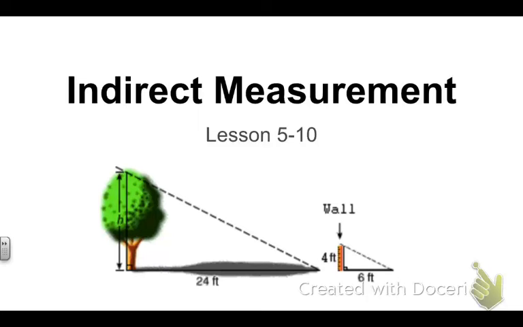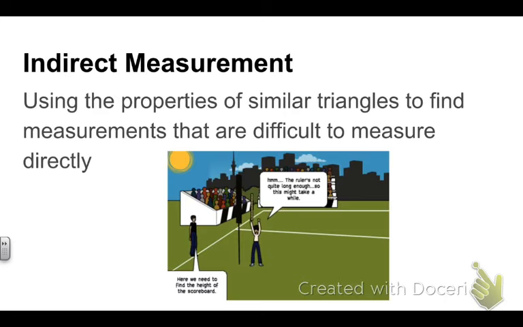Lesson 510 is on indirect measurement. That is when you use the properties of similar triangles to find measurements that are difficult to measure directly. What all that means is basically you're going to use similar triangles to measure things that are hard to measure because they are too large, too tall.